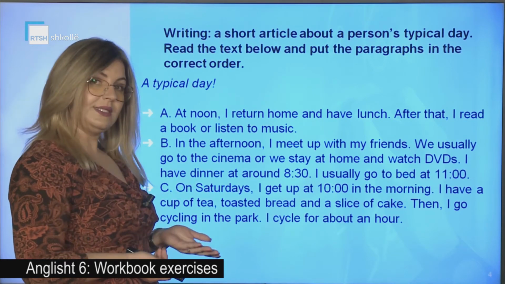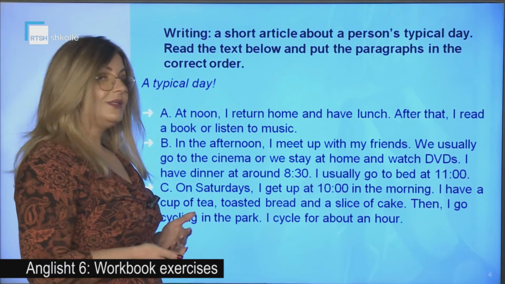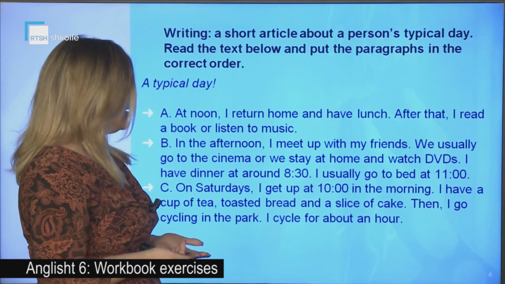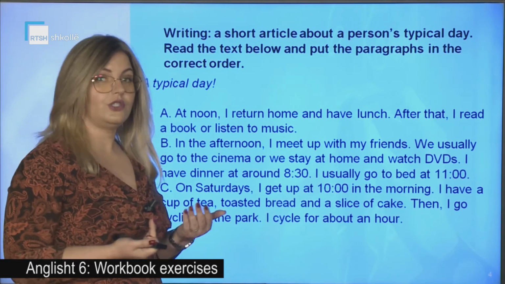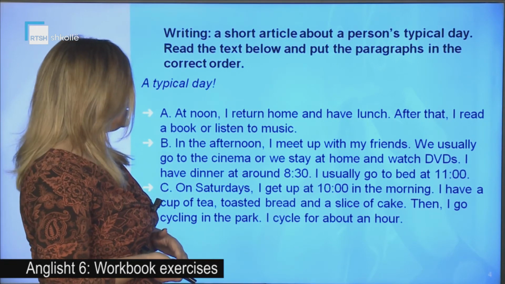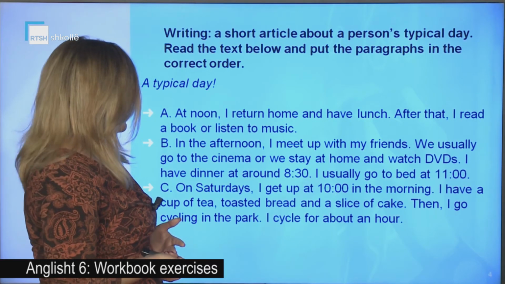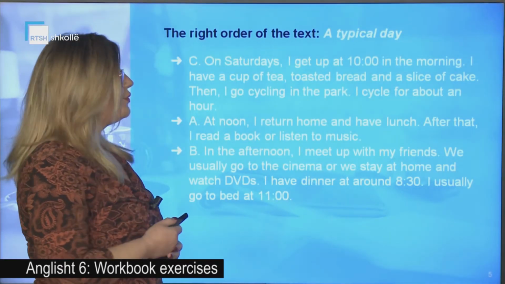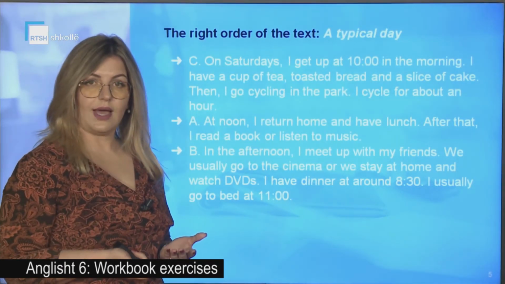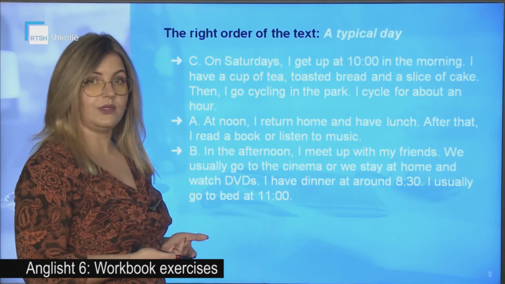We have the C section, the first paragraph actually, and it says that on Saturdays I get up at 10 in the morning, and then I have a cup of tea, toasted bread mainly, and a slice of cake. Then I go cycling in the park, and I cycle for about an hour. So the right order of this text is the one that I'm showing to you now on this slide.